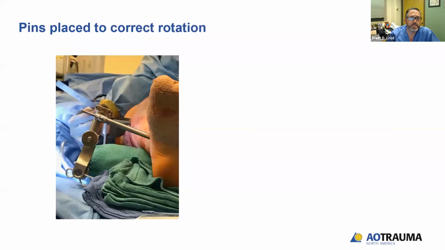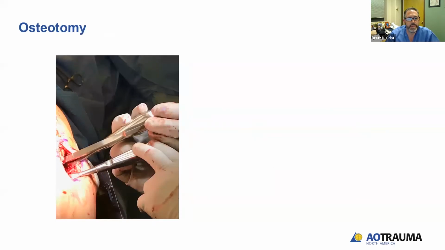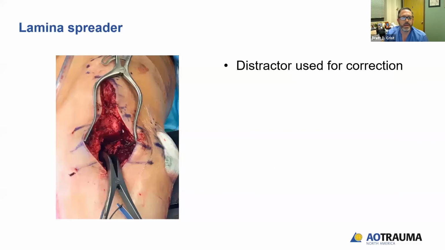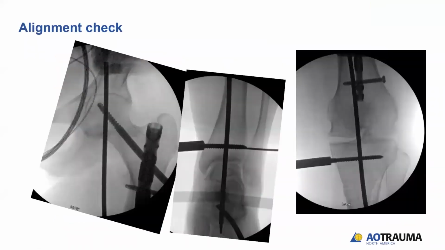And then kind of where the pins were placed, and then I used those, got them basically parallel at the end. That was before the correction, and then I connected the drill holes and cracked the medial cortex. These are special osteotomy osteotomes, which are awesome. And I appreciate Mitch for exposing me to them. But this is what it looked like with the distractor in place and the lamina spreader at the osteotomy.